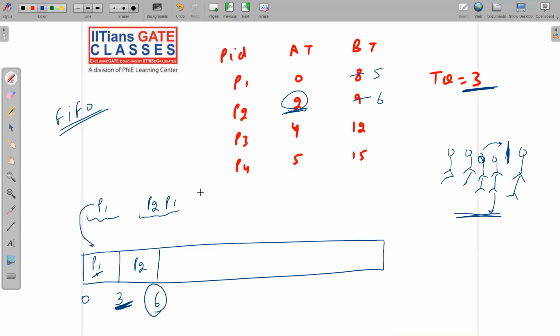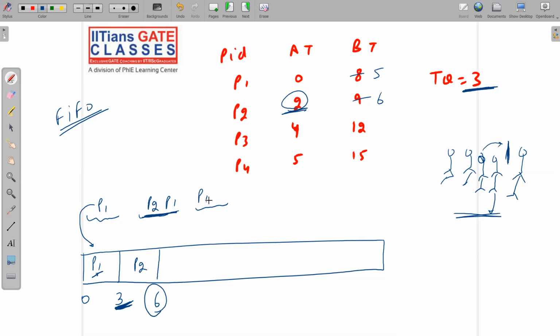Now see at time 6, what is the scenario of the queue? At time 3, the queue was like this, P2 and P1. Now P2 has gone to the CPU. So the head of the queue was P1. See carefully, you will make a very big mistake here. The head of the queue is P1.